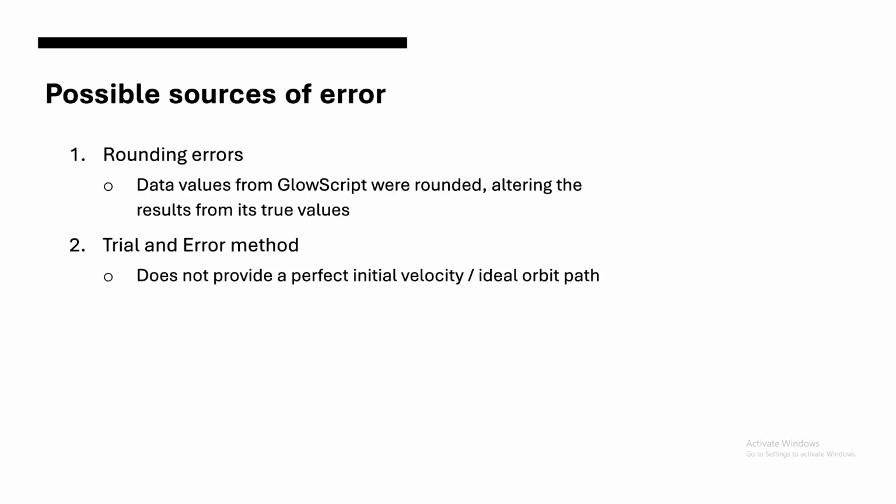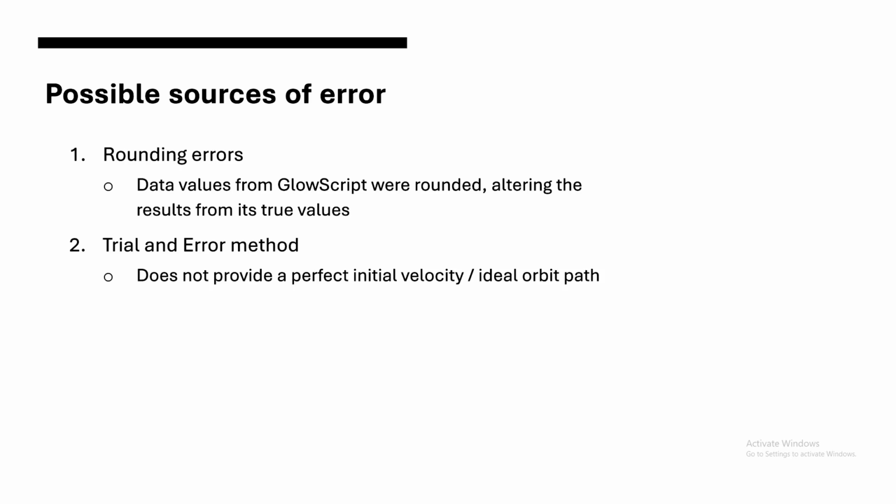So what were some sources of error that affected our results? The first is rounding errors. Data values from GlowScript were rounded, such as the calculated outputs of the position and velocity vectors, which altered the results from its true values and explains why we see variation in the calculated mass for each time step in part 1. Then for step 2, the main source of error was our use of the trial and error method.